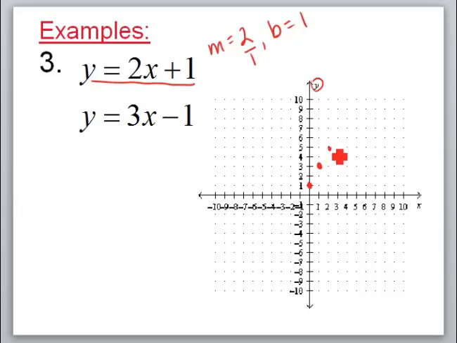Rise 2, run 1. Notice how many times I'm doing this. I'm always going to do it many, many times for my first line, and then I probably won't do it as many times for my second line.